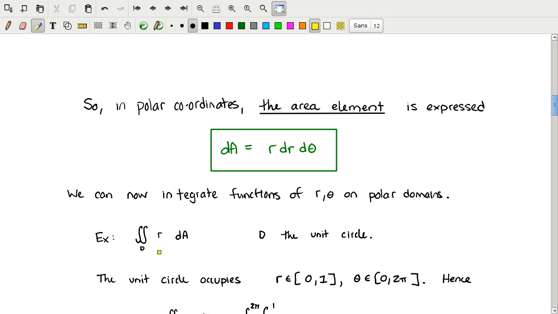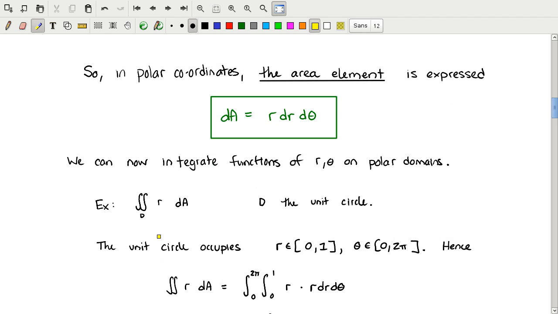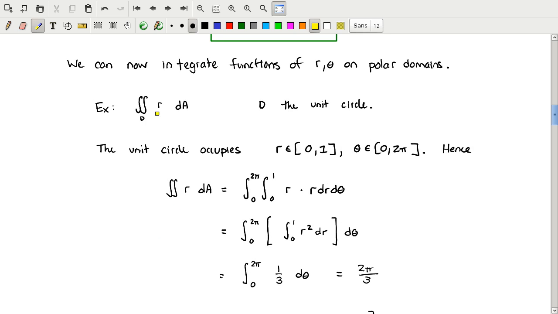Okay? So for instance, suppose I have this integral right here, the integral of r dA, where D is the unit circle. This is going to be the area underneath a cone sitting on its nose. So this is like z equals r, and if you think about it for a minute, it doesn't depend on theta, so it's like a cone, the line z equals r wrapped around the z-axis. So it's like a cone sitting on its nose, and it's the area underneath that cone, not the area of the cone itself, but the area under the cone.